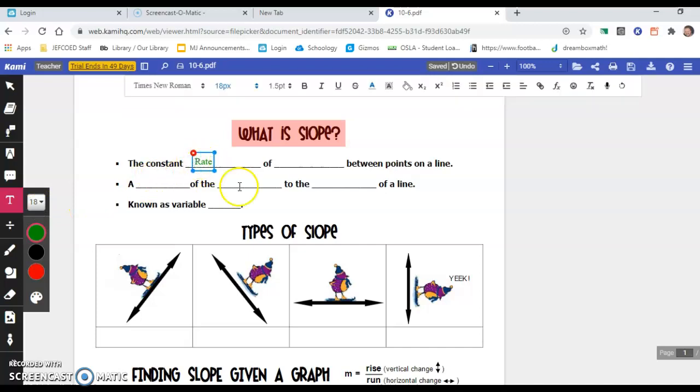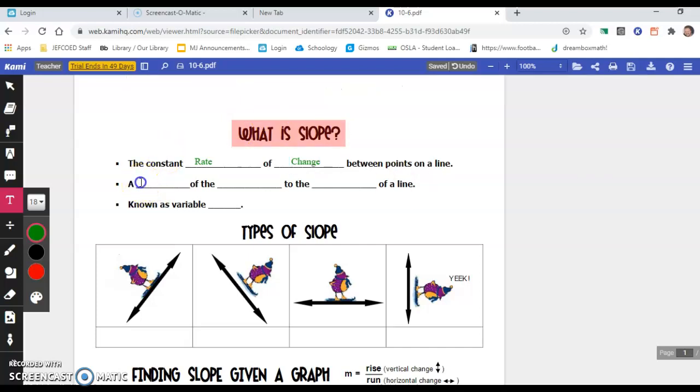constant rate of change between points on a line. That's what slope is. It's the constant rate of change between points on a line. So you've got 2 points, and it's basically how far apart they are, or really the vertical change over the horizontal change, the distance between those two.